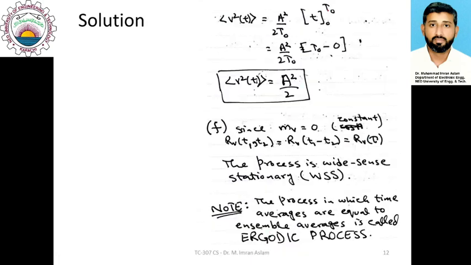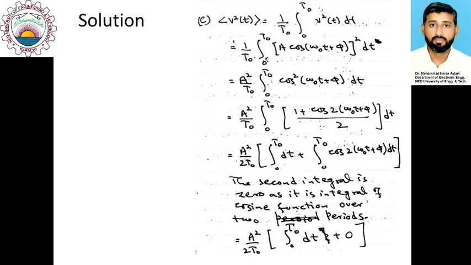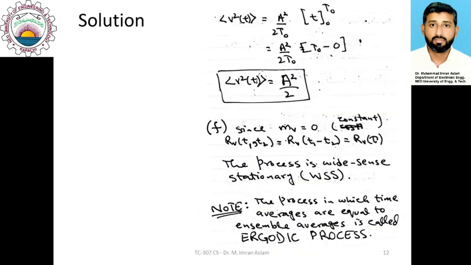So if we integrate, dt will be integrated to t, so t with the limit 0 to t naught, and if we substitute the limit, this will be t naught minus 0, and of course this t naught will cancel out by this t naught, so the average of v square t comes out to be a square by 2. So this is the time average of v square t.